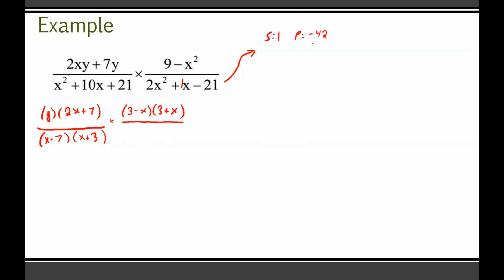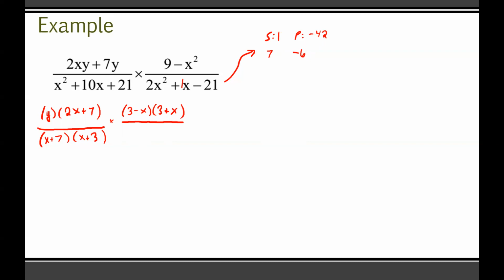That's the only way you can get a negative product. I guess what the two answers would be is positive 7 and negative 6. Positive 7 times negative 6 gives you negative 42. Positive 7 plus negative 6 equals positive 1.